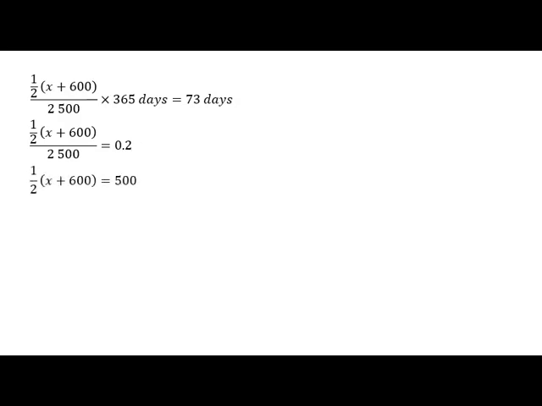And then I will divide both sides by half. On the left, I'll be left with X plus 600 is equal to 1,000. Then take the 600 to this side. When you take 600 to this side, it will be negative. So I'll end up having 1,000 minus 600, which is 400 million. That's it.